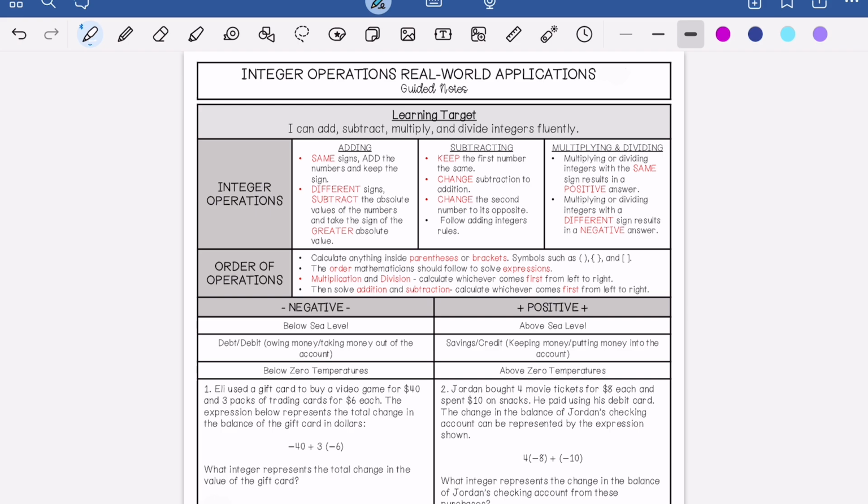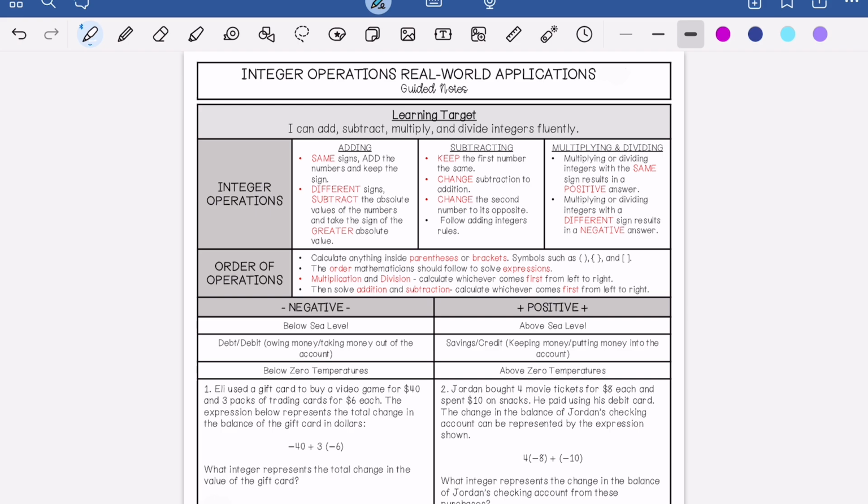We need to do anything in the parentheses or brackets first, then multiplication, division, whichever one comes first, left to right. Once we've done multiplication and division, we need to move on to addition and subtraction, whichever one comes first when we are reading left to right.